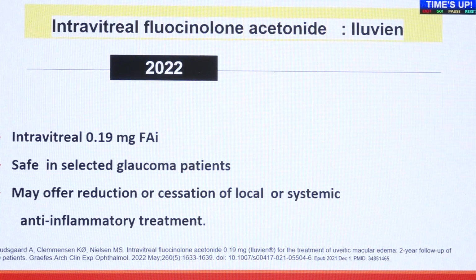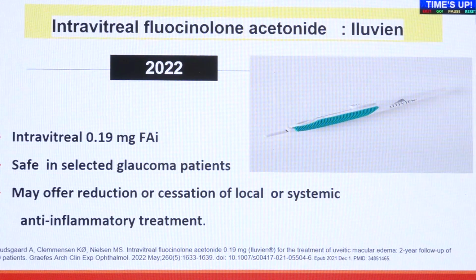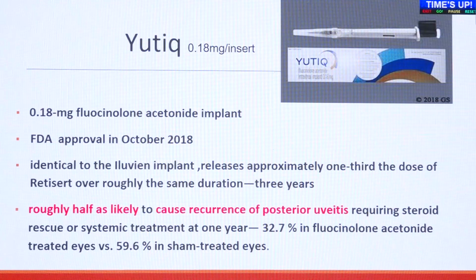Intravitreal fluocinolone acetonide Iluvien is used as intravitreal 0.19 milligram of fluocinolone acetonide, and can be used in selected glaucoma patients. Another implant which has been used by the UK Moorfields group is the intravitreal 0.18 milligram fluocinolone acetonide implant, and this is the Yutiq, FDA approved in 2018.